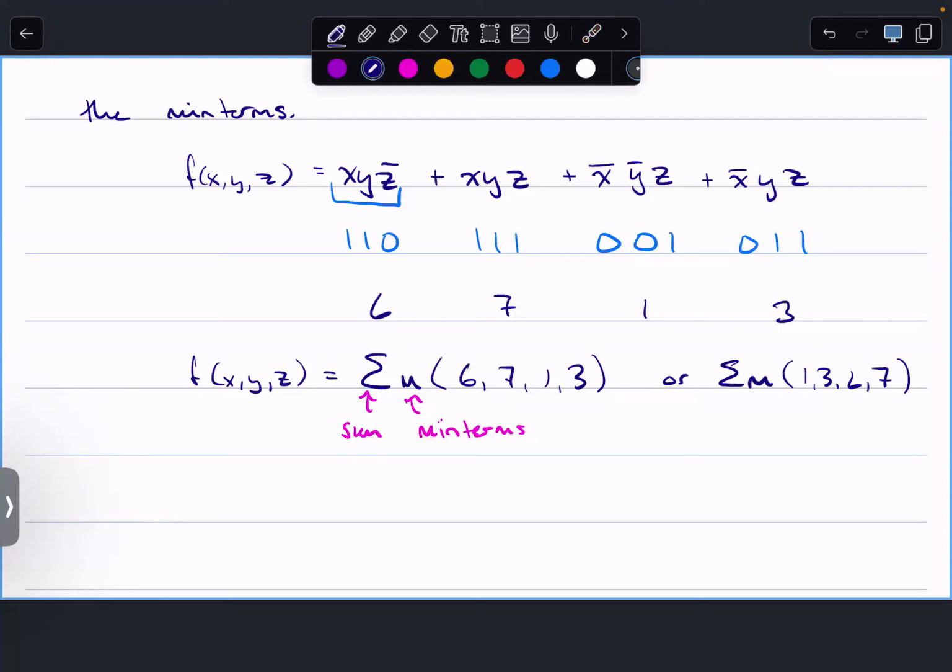Here, it's technically addition, but addition in the sense that it's or. So 6 or 7 or 1 or 3. So it's not really addition in the way that we know 6 plus 7 plus 1 plus 3, but those are just representing the binaries.